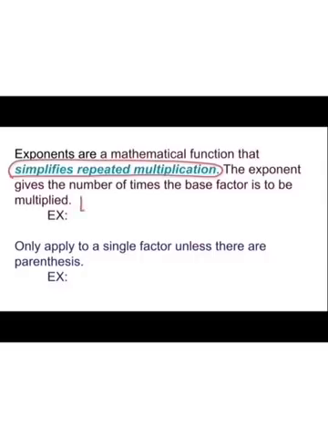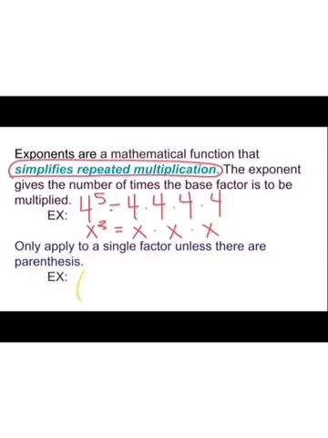For example, 4 to the 5th is the same thing as 4 times 4 times 4 times 4 times 4, or x to the third is the same thing as x times x times x. It only applies to a single factor unless there's parentheses. For example, if we have the parentheses 3m cubed, that's the same thing as 3m times 3m times 3m.